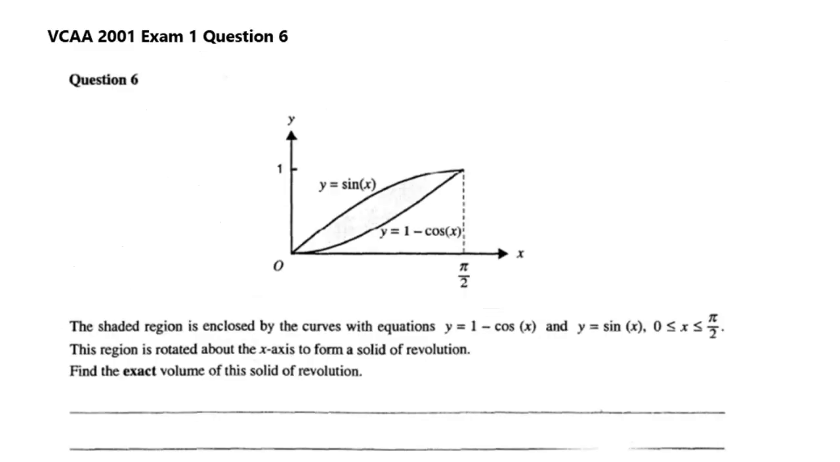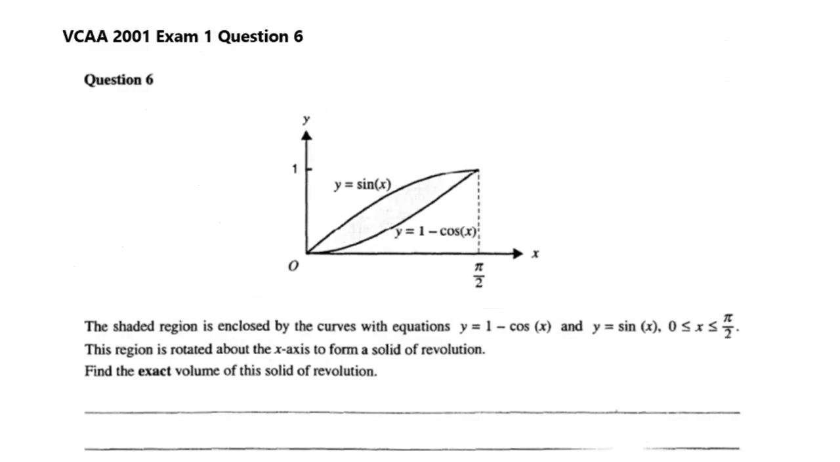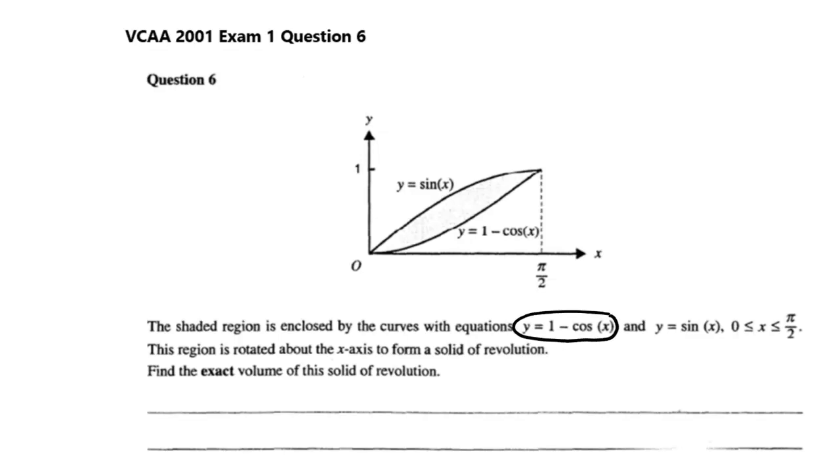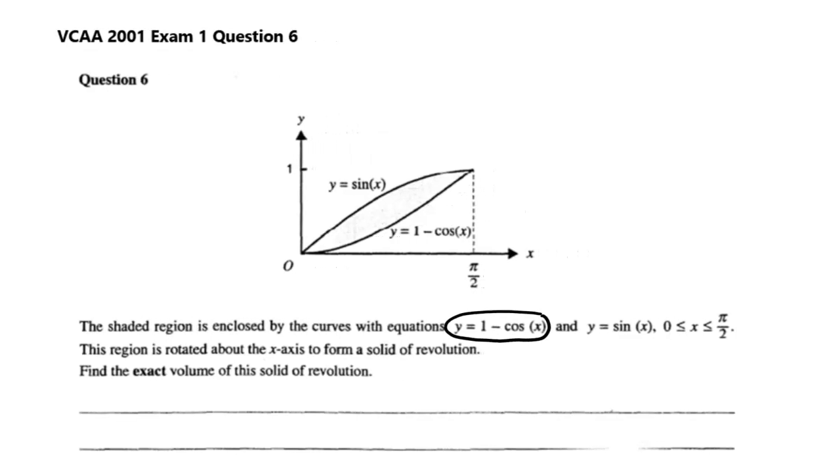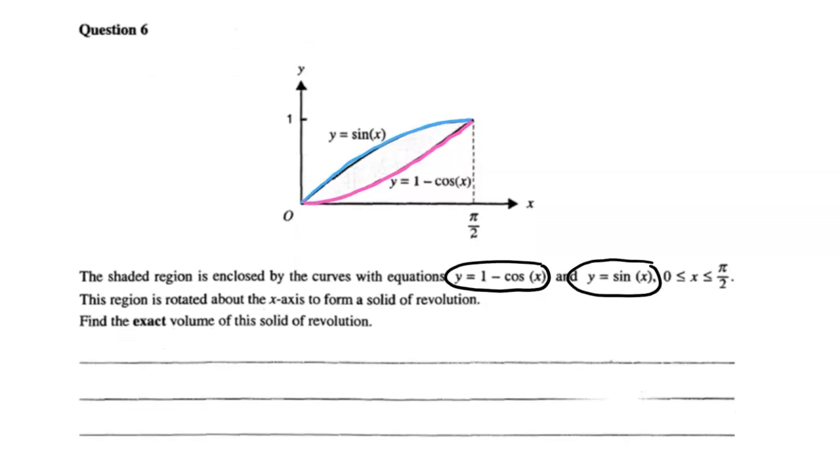Okay, so we've got a shaded region enclosed by the curves. We've got this one, y equals 1 minus cos x, and we've got y equals sine x. So here's our sine x for that portion. It's going in between x equals 0 and pi on 2, or in between y equals 0 and y equals 1. And then on the bottom here, we have that y equals 1 minus cos x. Now I said top and bottom, that's talking about if we're rotating about the x-axis. Let's be careful and see where we're rotating around.